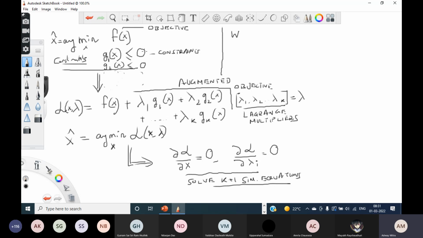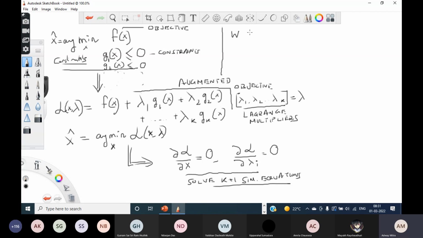That will simply mean that there is no feasible set in this case. That is, there is no value of x for which all of these are simultaneously satisfied. That can happen. But if there is a feasible set, that is, there are some values of x for which all these constraints are satisfied, then there is a theorem which shows that this will actually help that to be achieved. Okay.